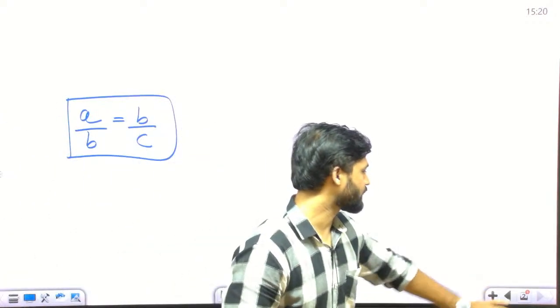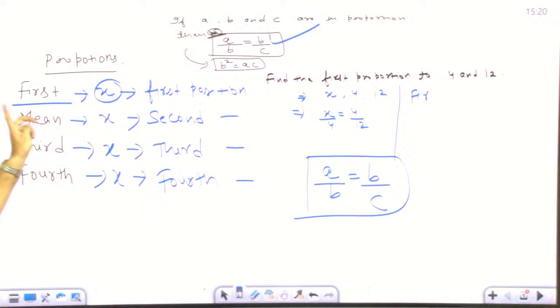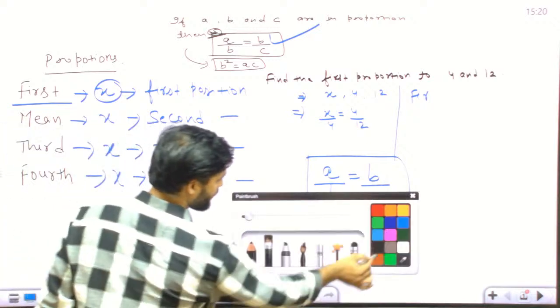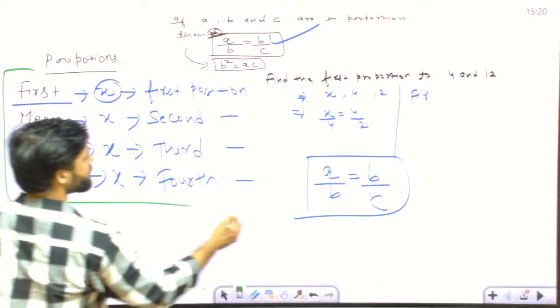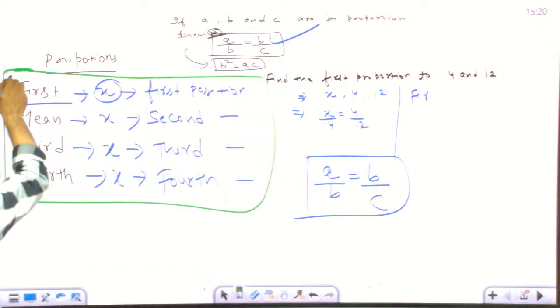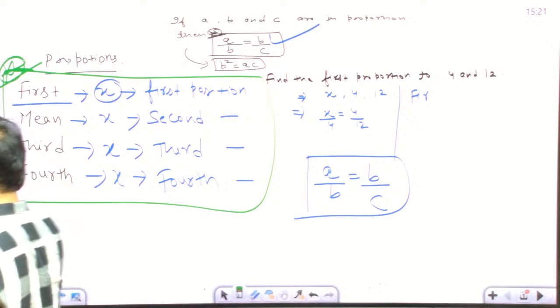First of all, write this particular thing, that if we ask for the first proportion, then x will be on the first position. Write this thing. I'm putting it in a box. It is the basic thing for the whole concept. Write this thing, then we will start doing questions.